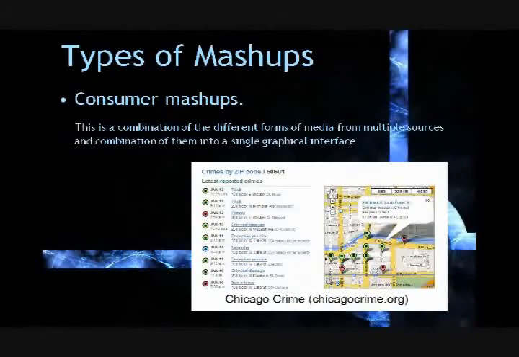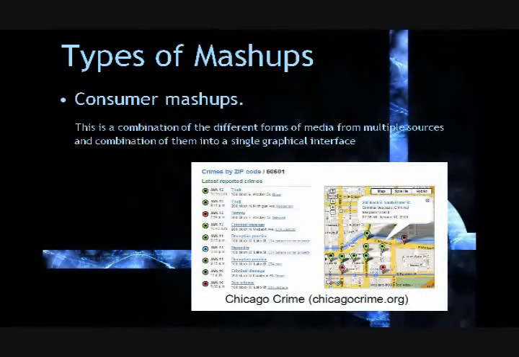Now let's see the available types of mashups. There are many types of mashups used in the World Wide Web, but mainly there are some few mashups used, such as consumer mashups, data mashups, business mashups, and enterprise mashups. Explaining further more about the consumer mashups, it is a combination of the different forms of media from multiple sources and combination of them into a single graphical interface. Normally, these mashups are used by day-to-day users for their day-to-day work.